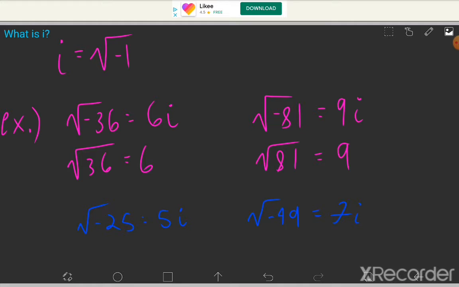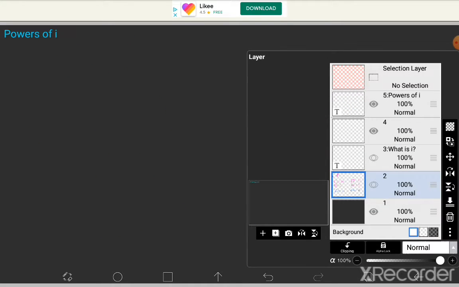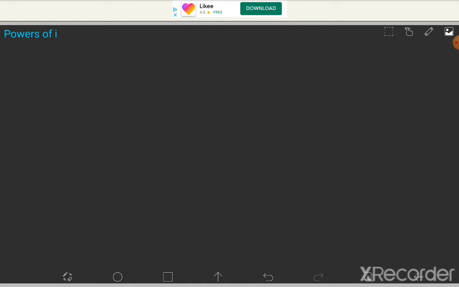Alright, so now that we've gone over that, we're going to go over another important concept, powers of i. There are really only 5, or really 4, powers of i you have to remember. We have i to the 0th power, i to the 1st power, i to the 2nd power, i to the 3rd power, and i to the 4th power.